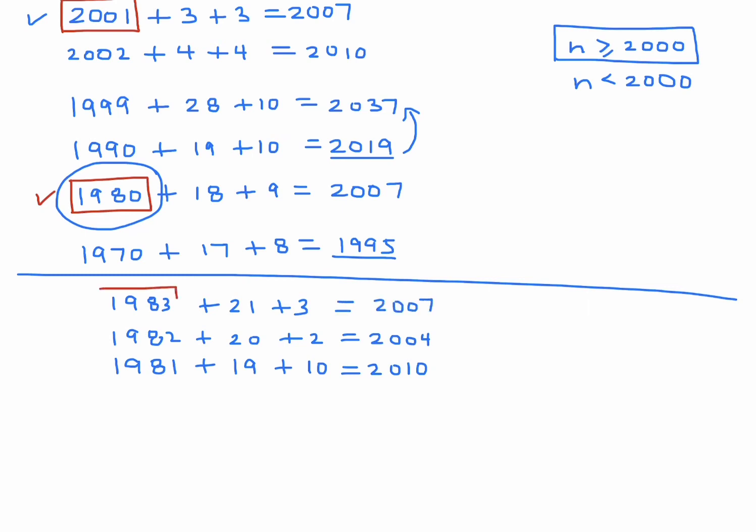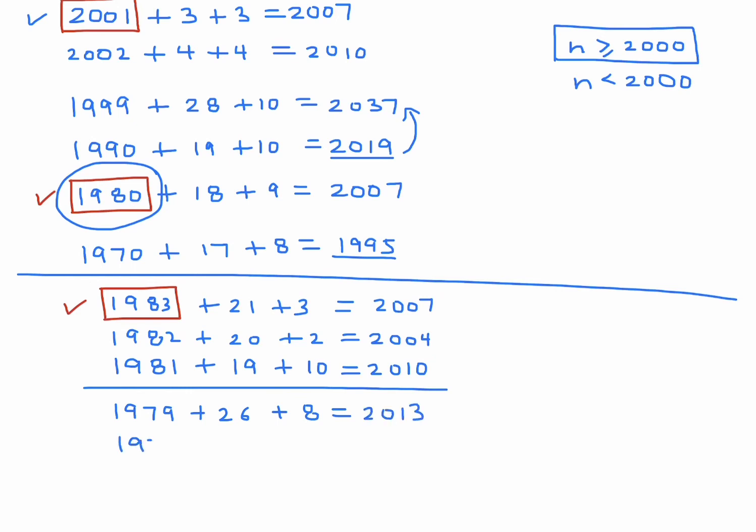So there we go. We just got another one, 1980. And let's go in the other direction, because I don't think this is going to keep helping us if we go greater than 1983. Let's go in the other direction. So 1979, that's going to give me 26 and 8, and that sum is 2013.